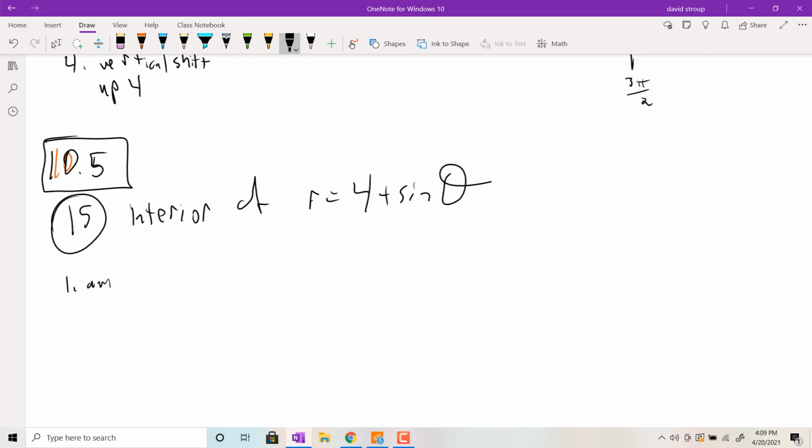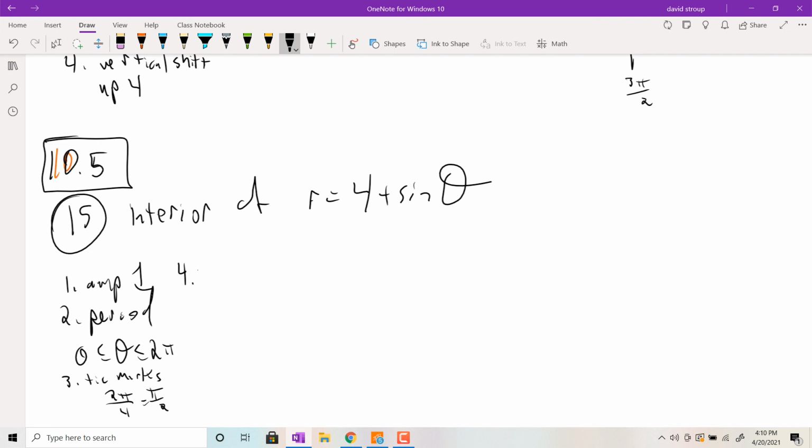First, the amplitude is 1. The period is going to go from 0 to 2 pi. And then our tick marks. You take 2 pi divided by 4, that'd be pi over 2. And then finally, sorry, there's a vertical shift. I did the amplitude already. Vertical shift, I go up 4. That's from this number here. Then I can graph that in the r theta plane or the theta r plane. I want to say r theta, but it seems like you should say theta r, right?